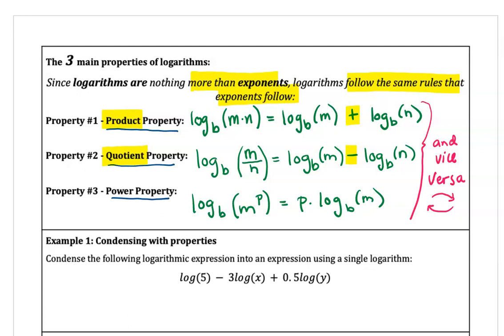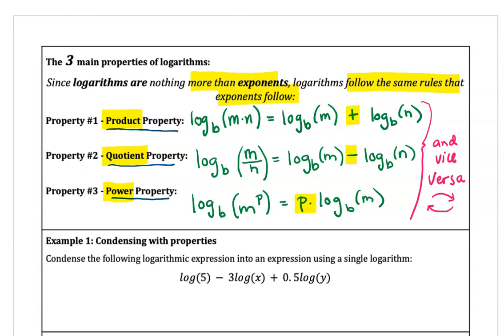And then if you have a power of a result, so this m was the result of raising b to some power, and then that result is being raised to a second power, that power gets multiplied to your log, since the log is the original exponent, the exponent that resulted in m. So these properties can work both ways. That's what this vice versa part means. I can either take one log and split it into two through addition, subtraction, or I could take a power inside of a log and bring it out in front using the power property.